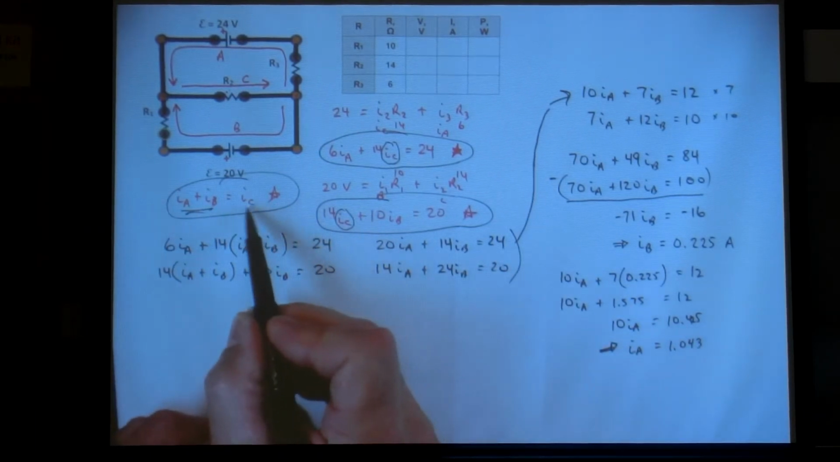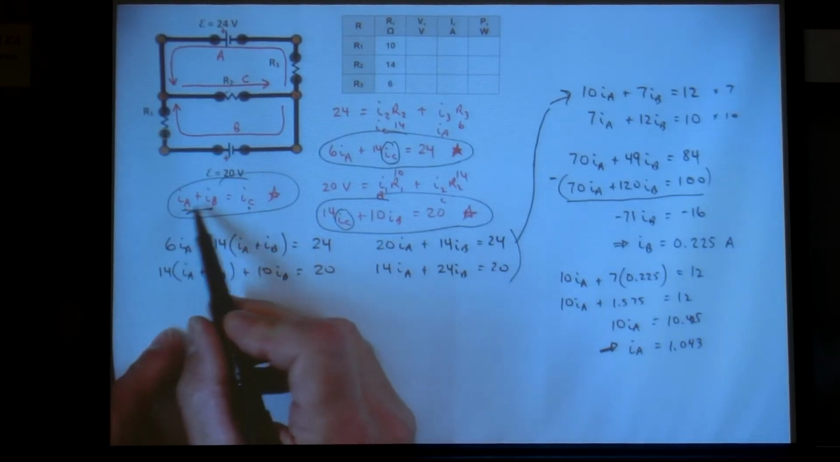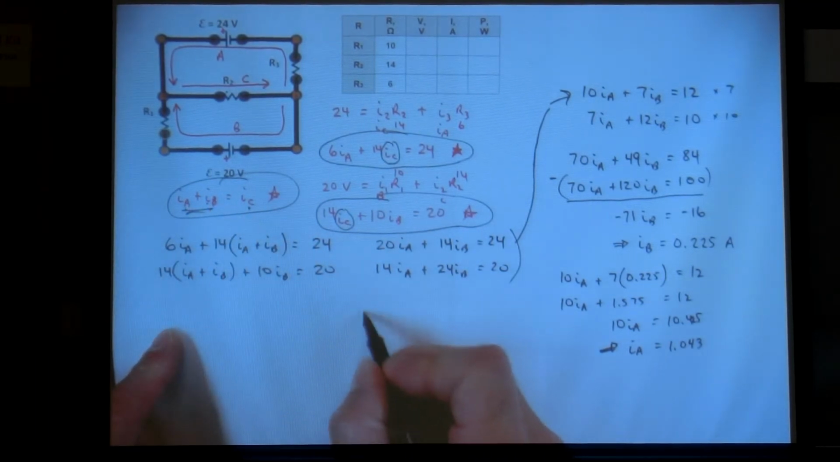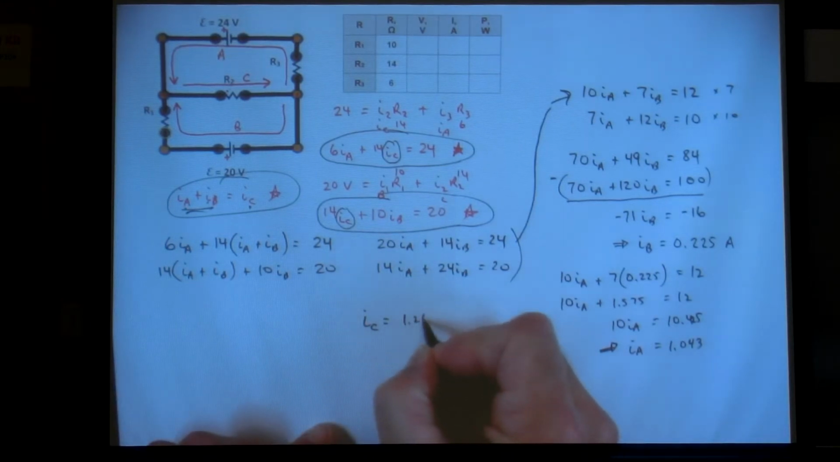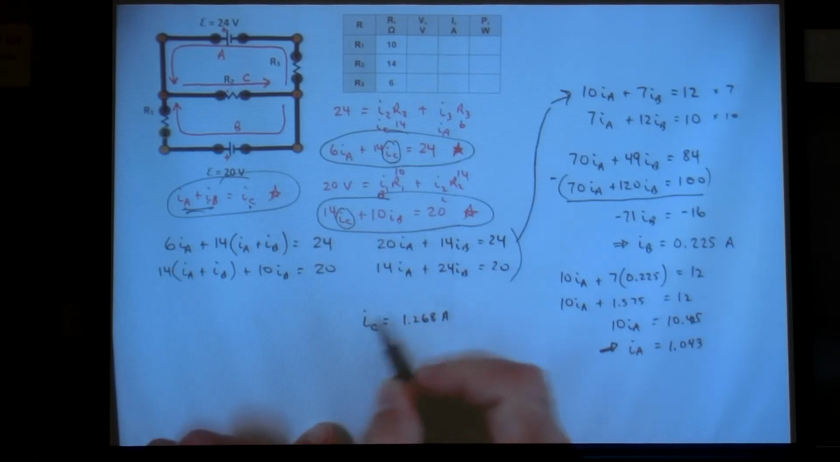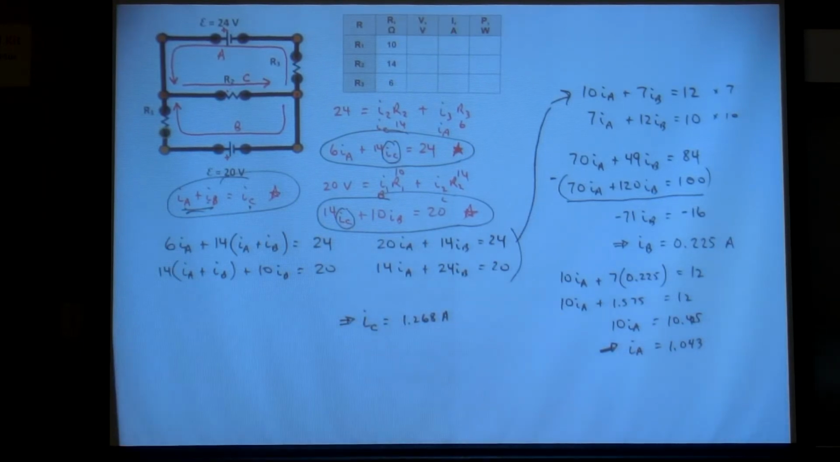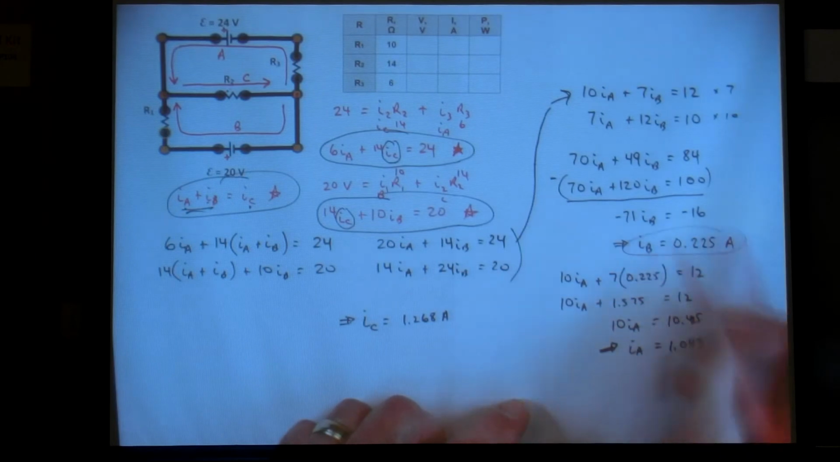The current in section C is IA plus IB. So the current in section C will be 1.043 plus 0.225. That's 1.268. So there are my 3 currents in each section.